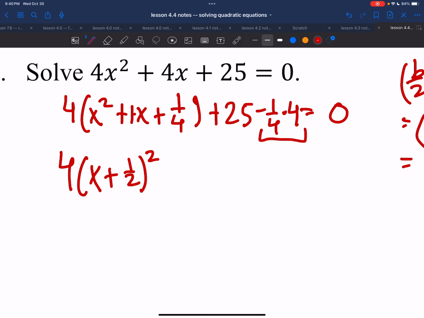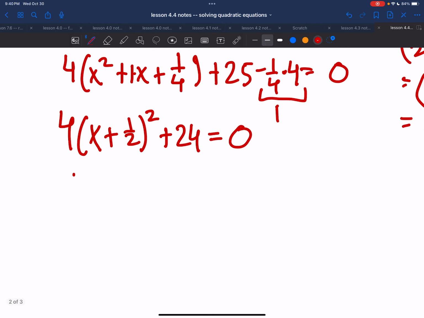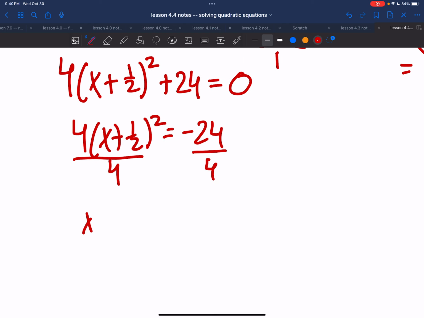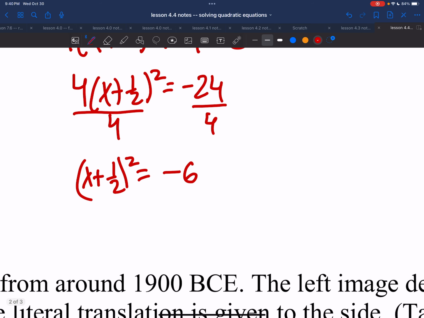And then 1/4 times 4, that's just 1. So it's 25 minus 1, which makes it 24, equal to 0. Okay? Subtract 24. By the way, the hard part's done. Subtract 24, and then you probably don't want to take the square root just yet. Divide by 4 on both sides, okay, to simplify that expression. And so then that becomes -6. Awesome. So then at this point, I will take the square root of both sides.